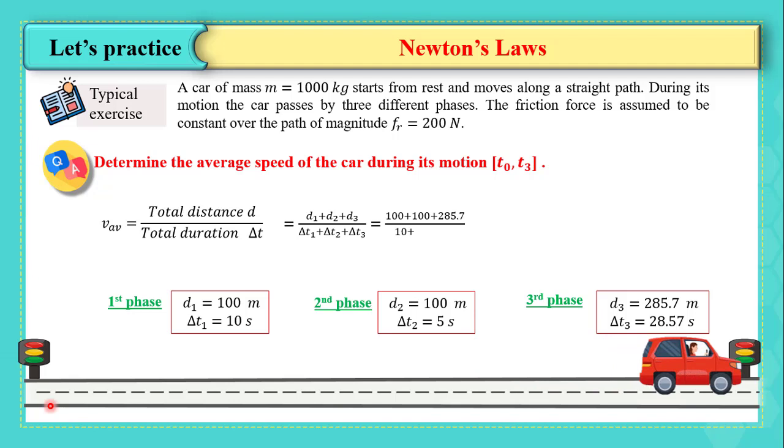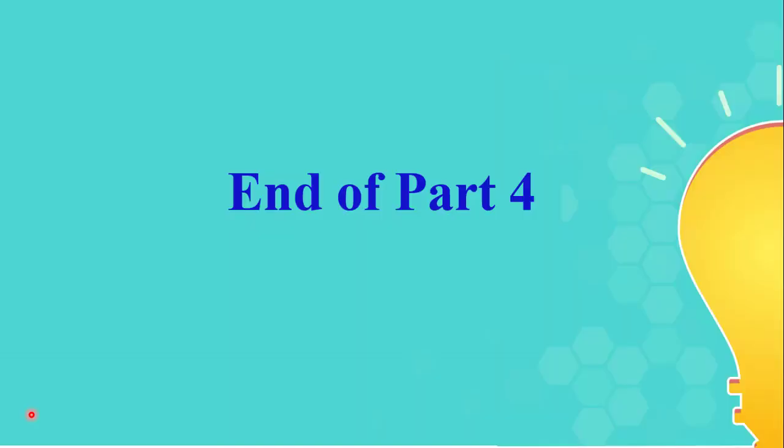Now we can start replacing. The total distance is equal to D1 plus D2 plus D3, and the total duration of time is equal to delta T1 plus delta T2 plus delta T3. We replace all these factors by their values, and finally we obtain that the average speed in the entire motion is equal to 11.14 meters per second.